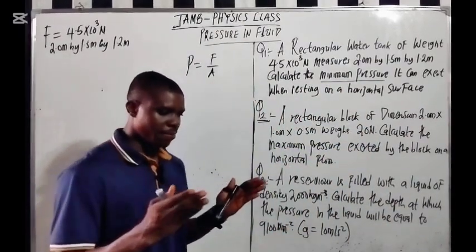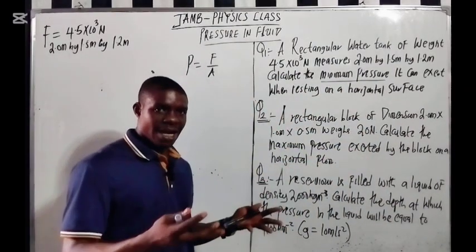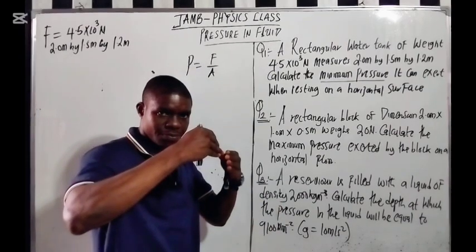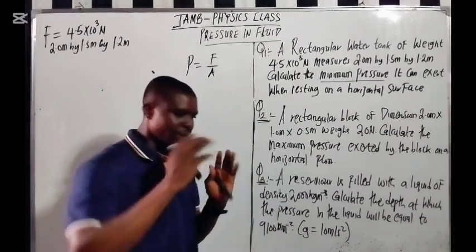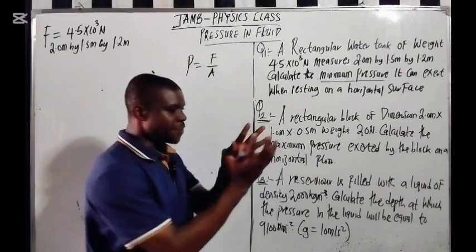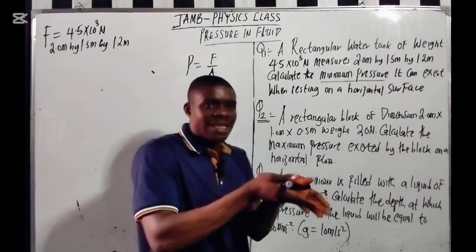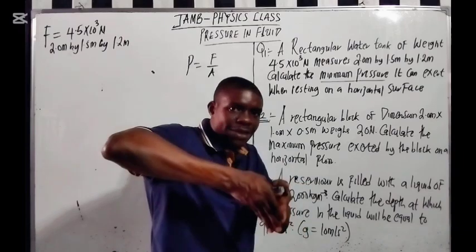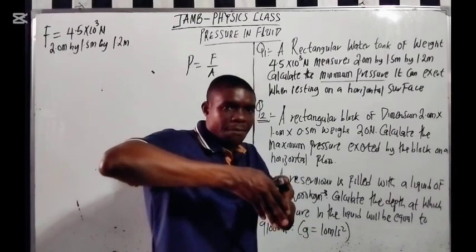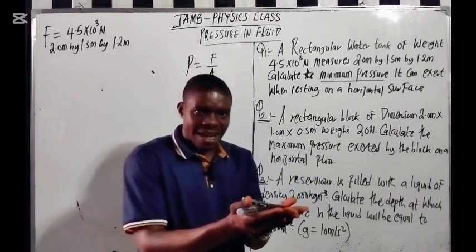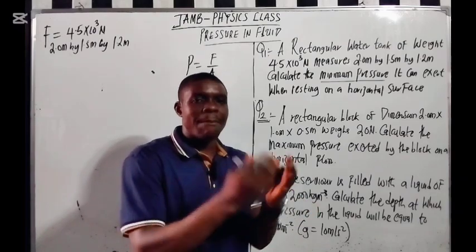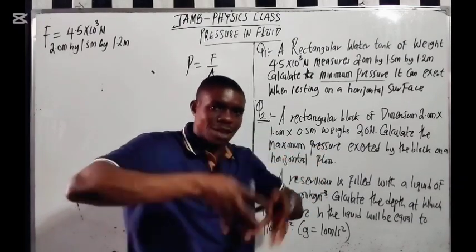Now look at something here. The larger the area, the minimum the pressure. Now how do I say it here? The bigger the area of the base, the minimum the impact of the pressure. But the smaller the area, what happens? The maximum the pressure.